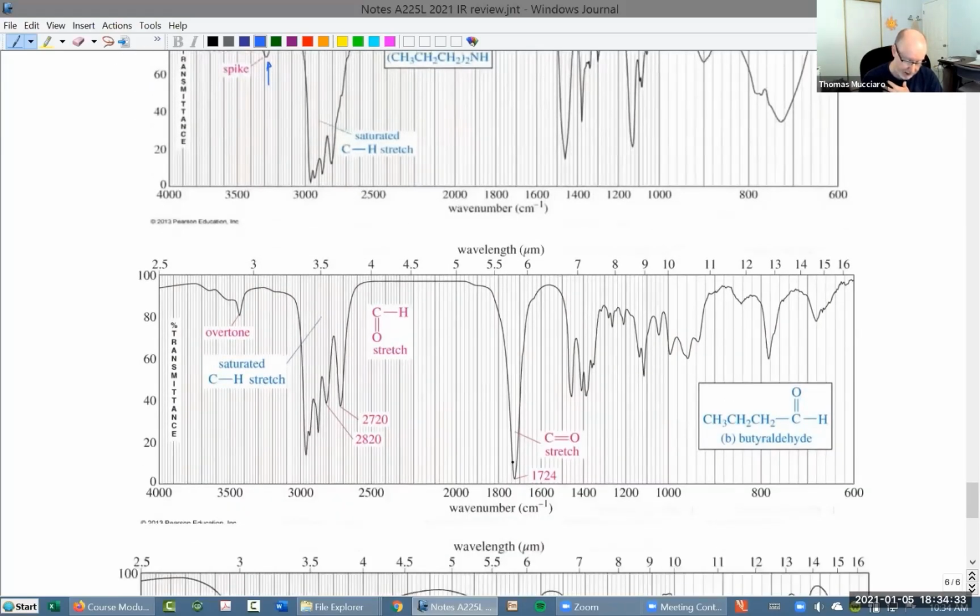Here's an aldehyde. Do you see, here's the C double bond O of the aldehyde right there. Do you see that? And then look, this is at 1720. So 3400, almost 3440, it's a little bit less. That's the harmonic. Do you see it? 2 times 1700.